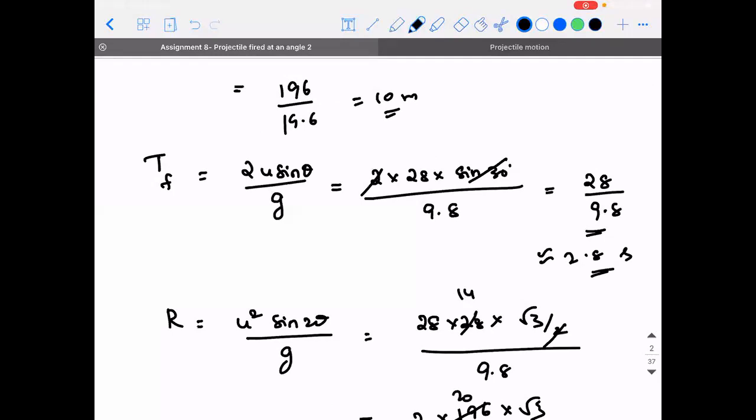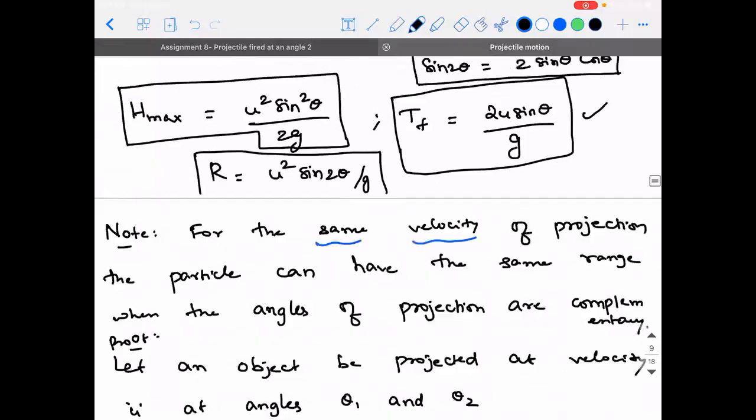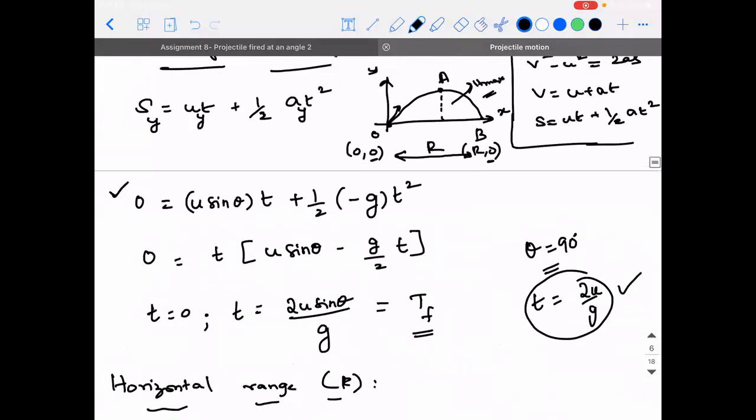There you don't have theta at all. Go and check, it is u square divided by 2g. Here it is u square sine square theta divided by 2g. Sir, because there theta is 90. Here also I showed, no, time of flight: when you put theta is equal to 90, it will be 2u by g. Sir, isn't time of ascent u by g?